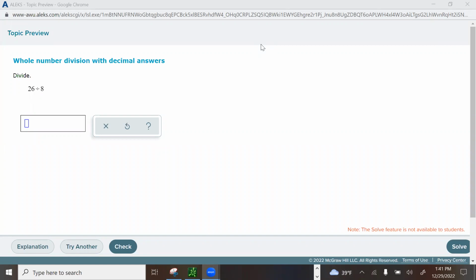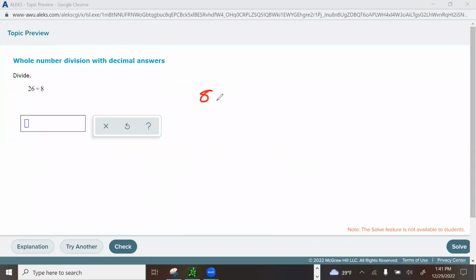All right, so let's do some dividing. The first thing you'll notice is that 8 does not divide evenly into 26. So let's just see what we get here. Does 8 divide into 2? No. Does 8 divide into 26? Yes, 3 times. 3 times 8 is 24.